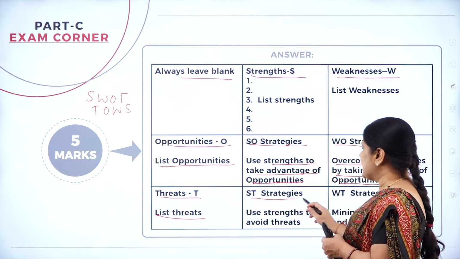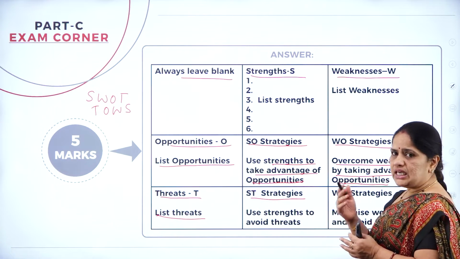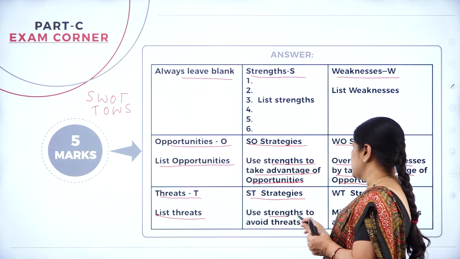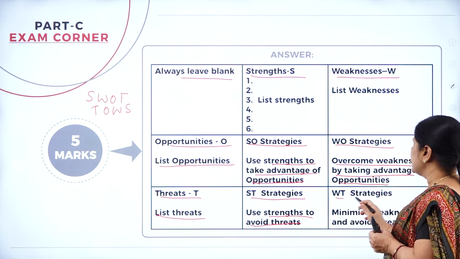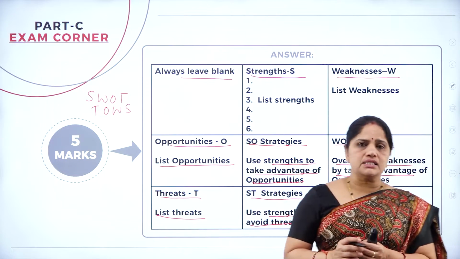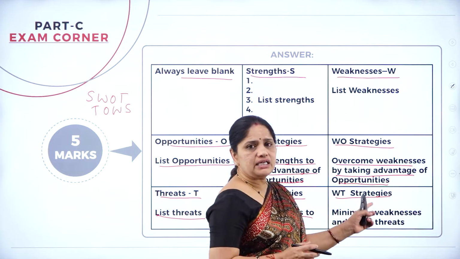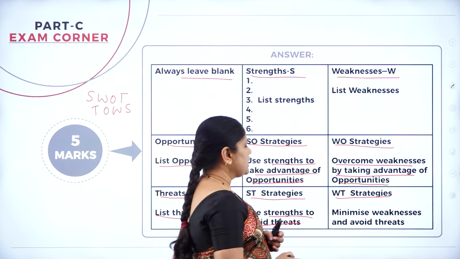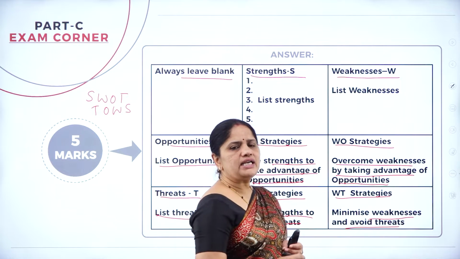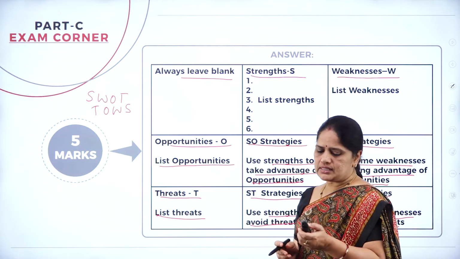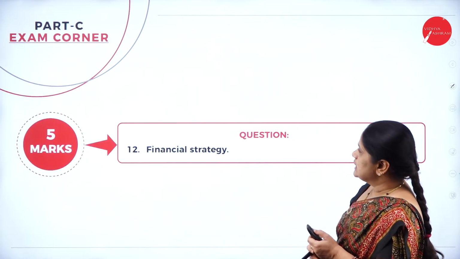Then you match the strengths with the threats. So use strengths to avoid the threats. Then we have the WT strategies, that is the weakness and the threat strategy. So minimize weaknesses and avoid the threats. So try to minimize all the weaknesses and try to avoid the threats.